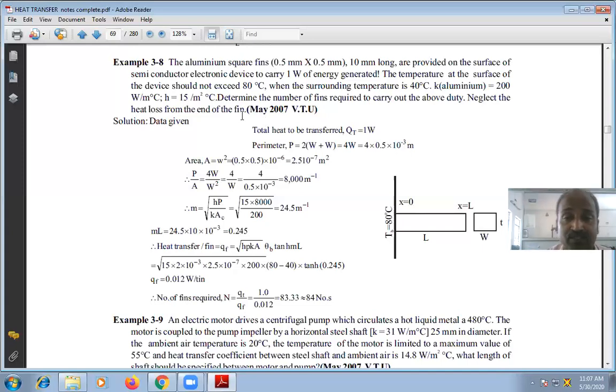That is the case. Now the task is that the total heat to be transferred is 1 watt. This is important. It is the total heat transferred by the entire fin set. Entire fin means how many fins are there? Combined, they have to transfer 1 watt.